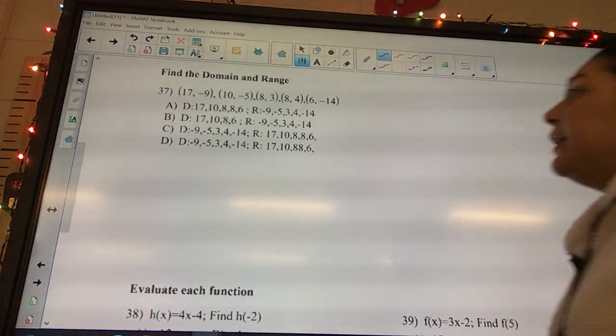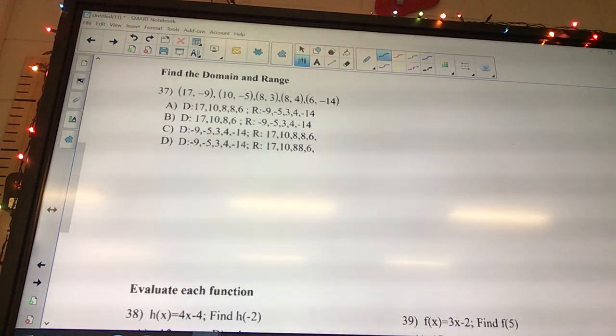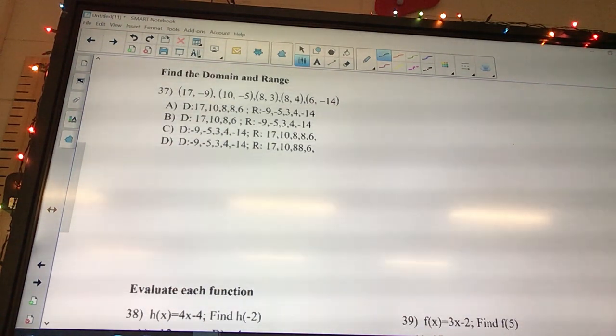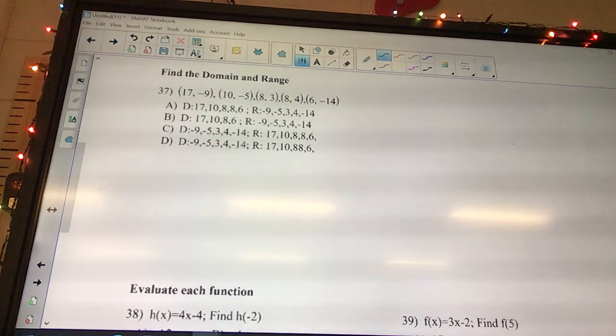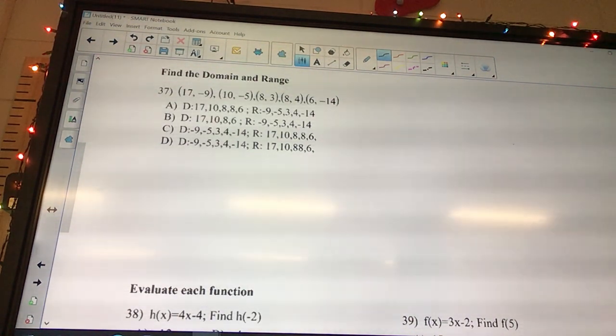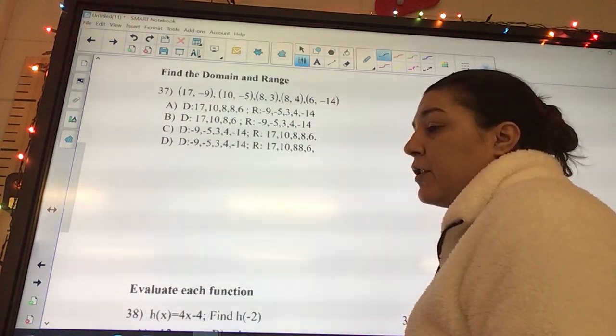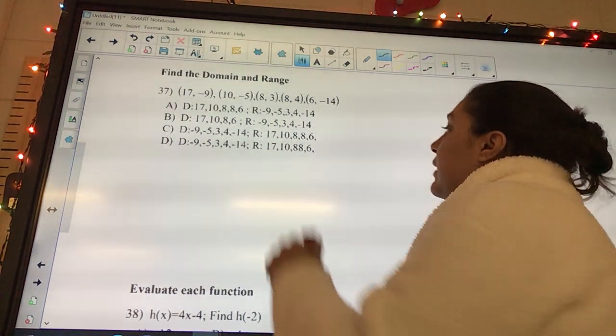Okay, 37, find the domain and range. Okay, so is the domain x's or y's? X's first. Okay, so what could you eliminate? Look at your answer choices. What could you cross off? C and D.